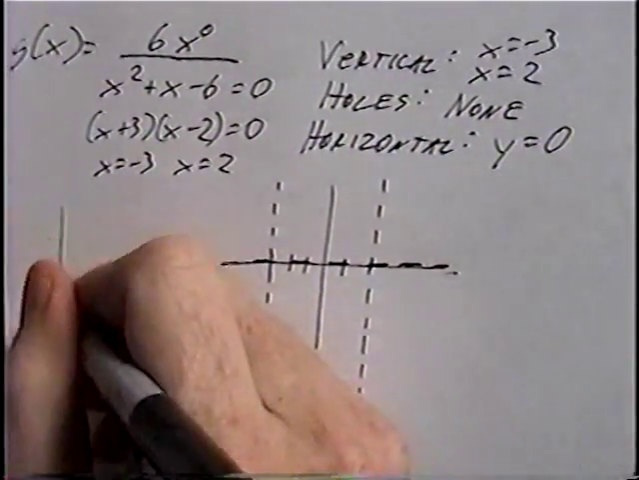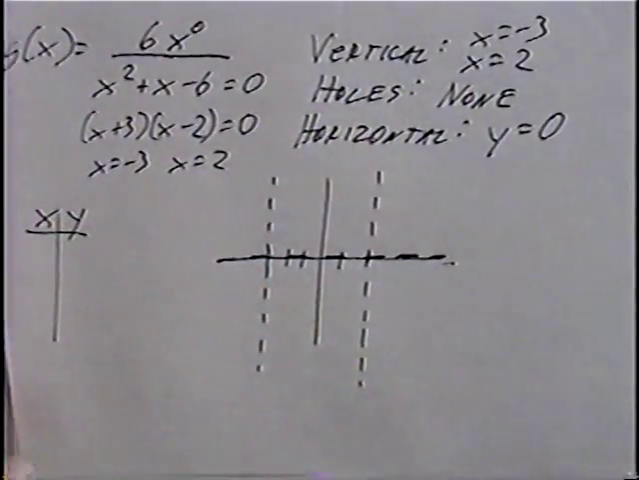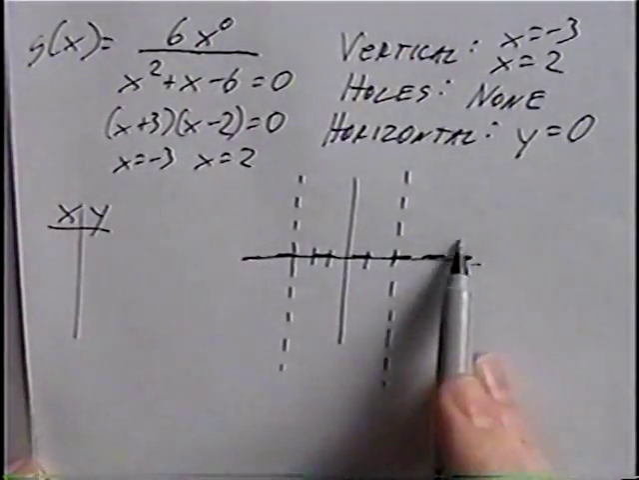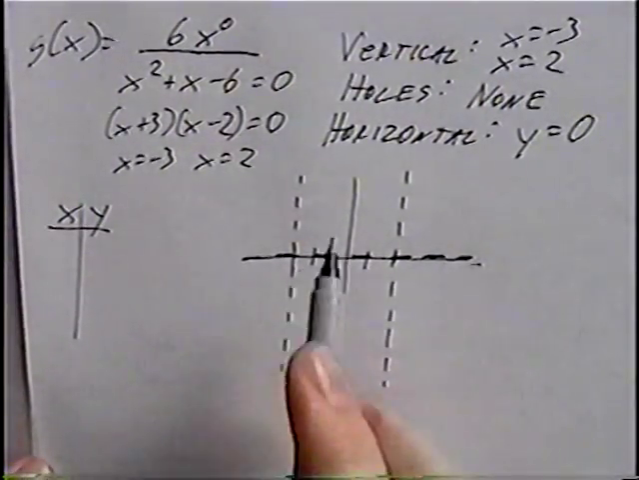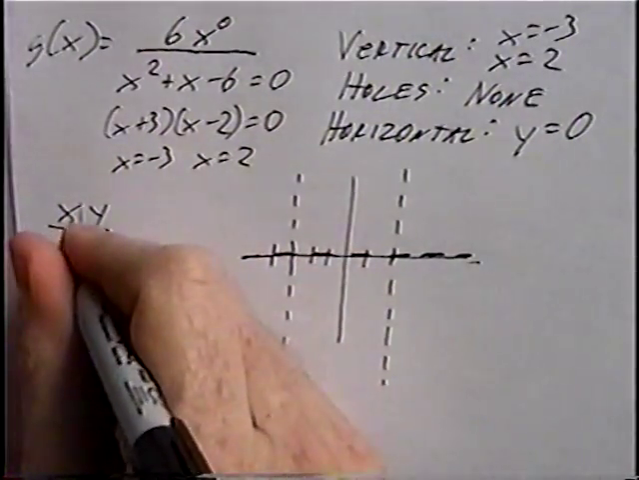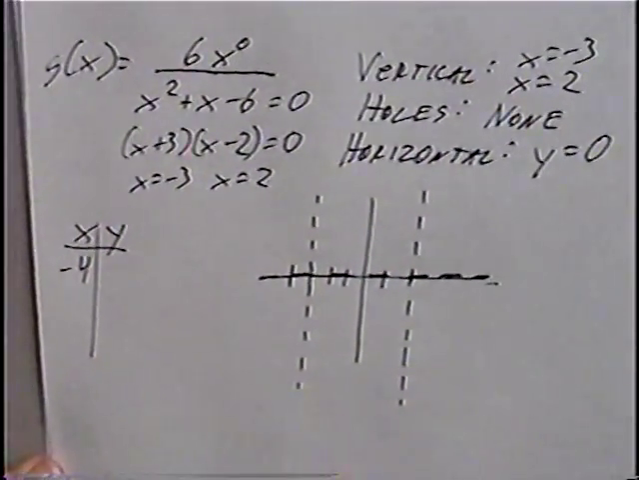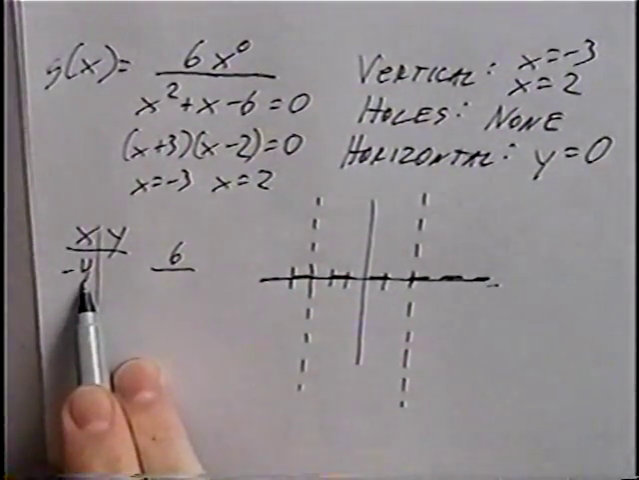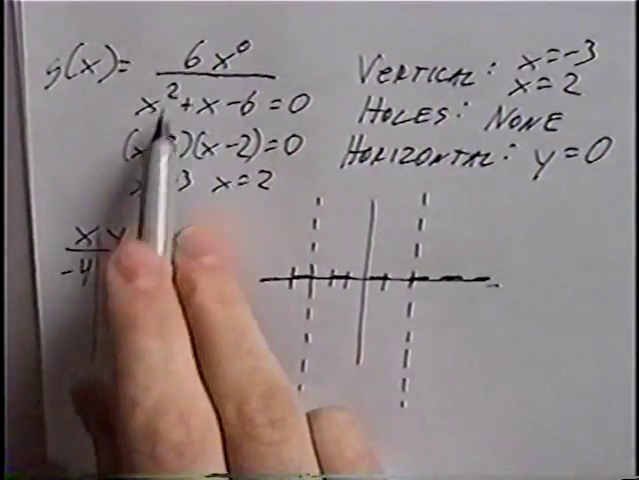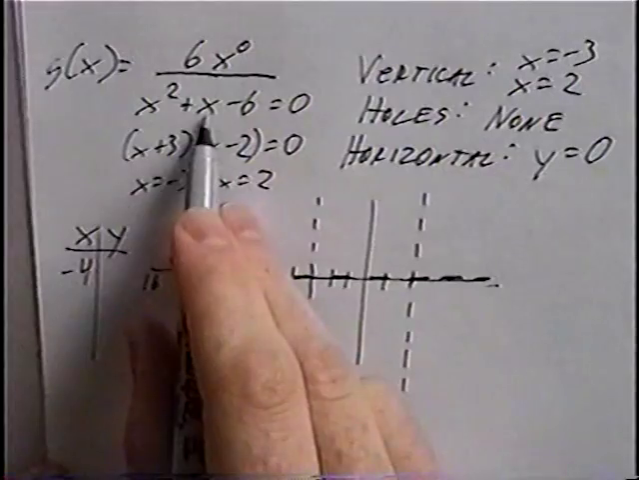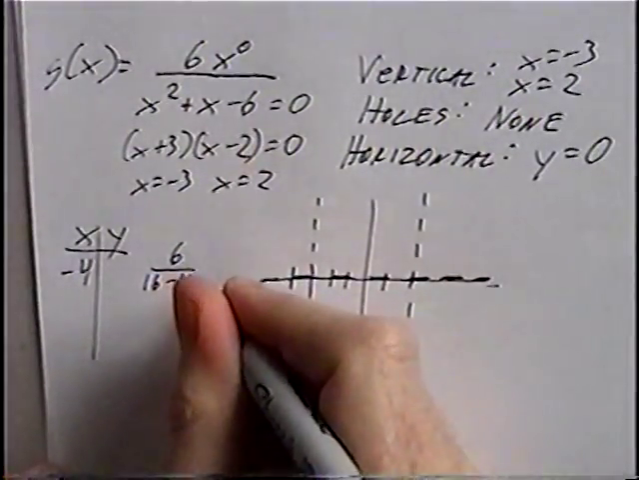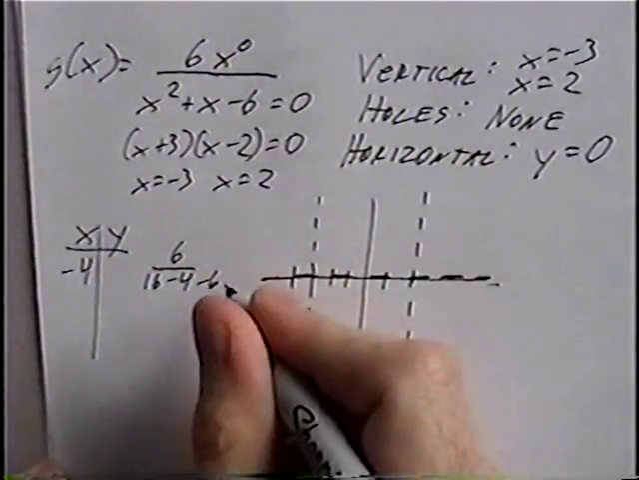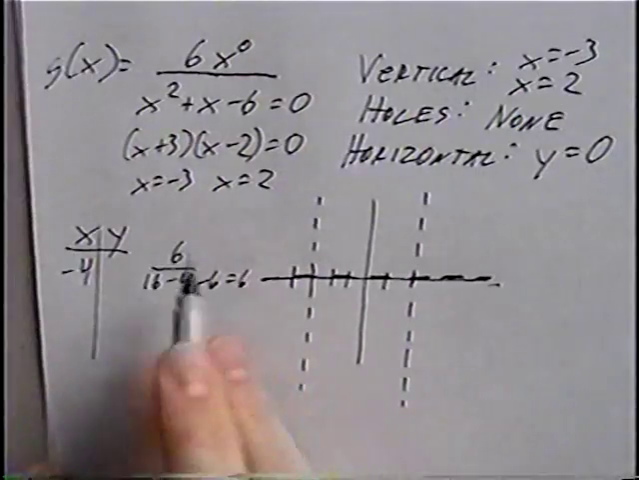To decide top or bottom, again, you can do a t-table. We'll pick one point to the left of the asymptotes, one point that's in the middle, and one point that's on the right. This is at -3, so we can pick the next point over, which is -4. Going back to the original question, you have 6 on top. If you plug a -4 in, -4 squared would be 16, plus x, which would be -4, and -6. 16 minus 4 would be 12, 12 minus 6 would be 6, and 6 over 6 would be 1.